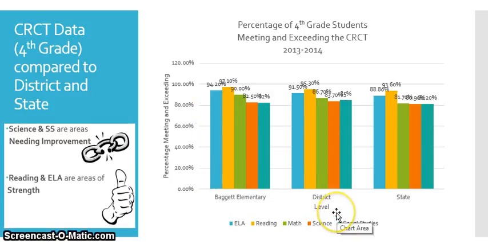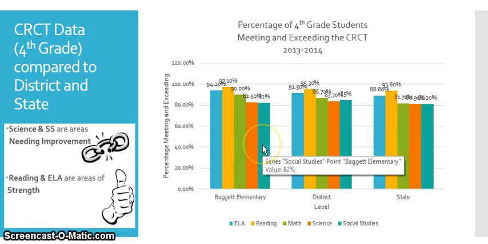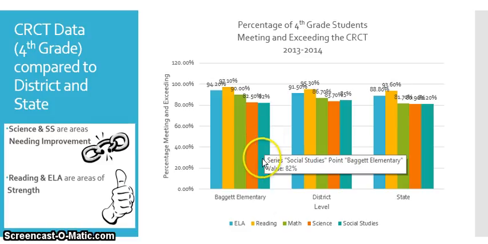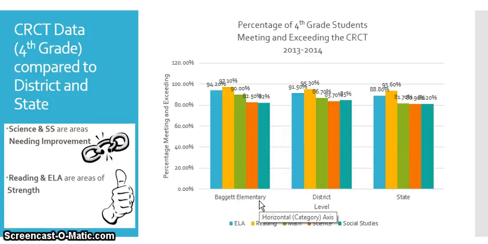This middle grouping shows the district performance, and then the right-hand side shows the state performance. You can see that most of our scores are above those of the state and similar to those on the district level, but social studies and science are areas that we need to improve upon. We scored about 82% of our students meeting or exceeding.